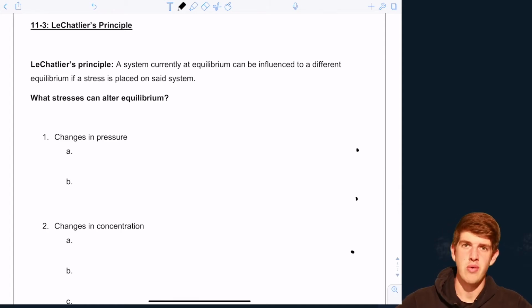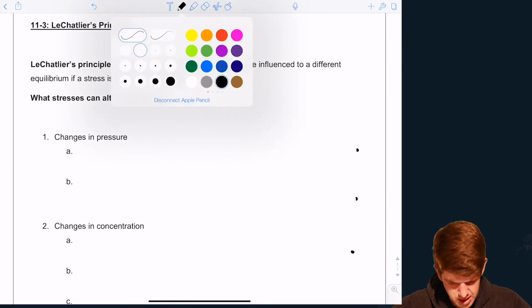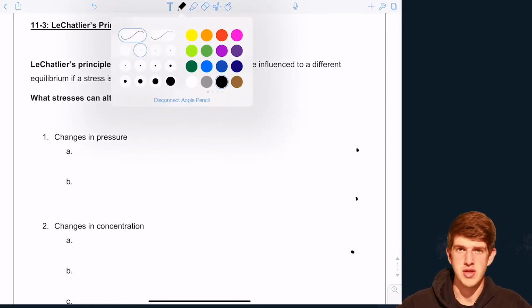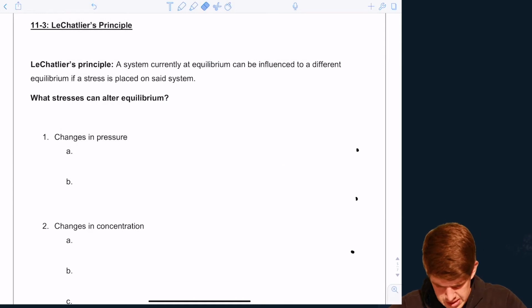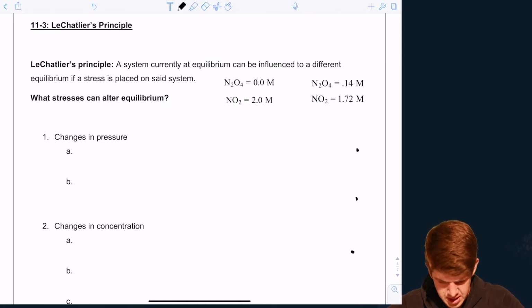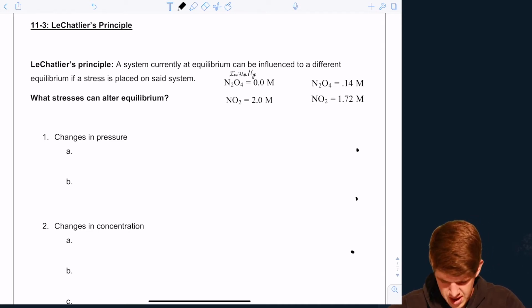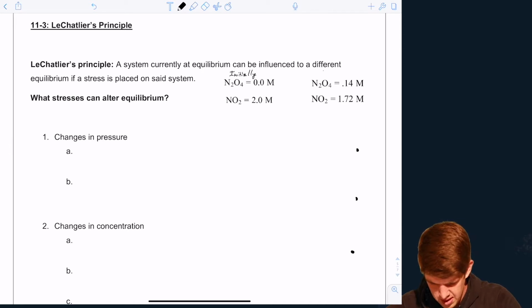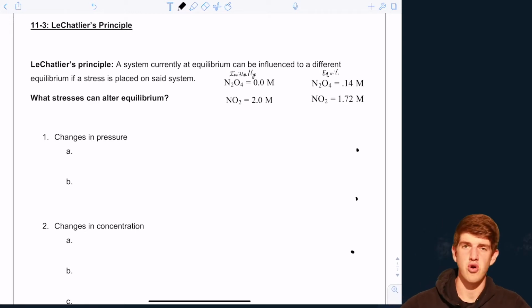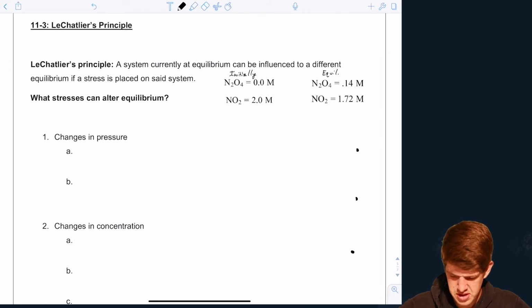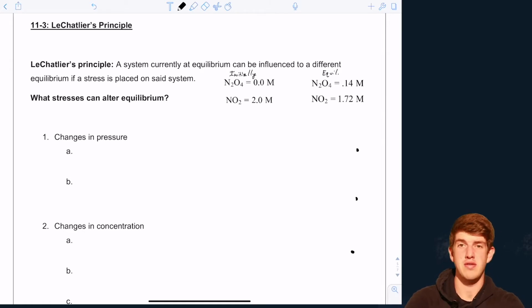We can demonstrate what we mean by considering the conversion of NO2 into N2O4 that we saw earlier. So we saw this information. Initially, before equilibrium was established, we had no N2O4 and we had a 2 moles per liter concentration of NO2. And then at equilibrium, we saw that we formed 0.14 moles per liter concentration of N2O4 and a concentration of 1.72 for NO2.